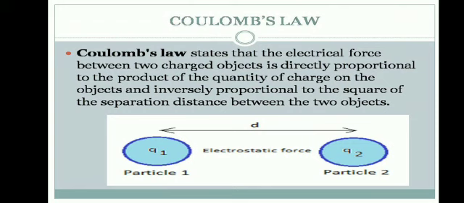Coulomb's law states that the electrical force between two charged objects is directly proportional to the product of the quantity of charge on the objects and inversely proportional to the square of the distance between the two objects. So here we take Q1 and Q2 as charges, and D is the distance of separation. So F is directly proportional to Q1 into Q2 divided by D square. So F is equal to K into Q1 Q2 divided by R square, where K is Coulomb's constant and F is the electric force.